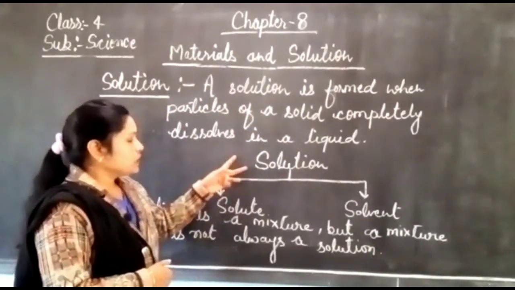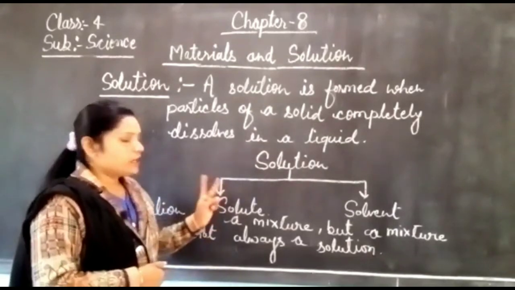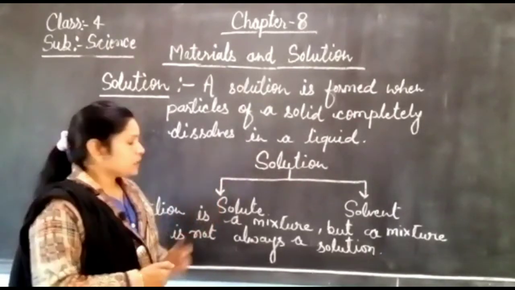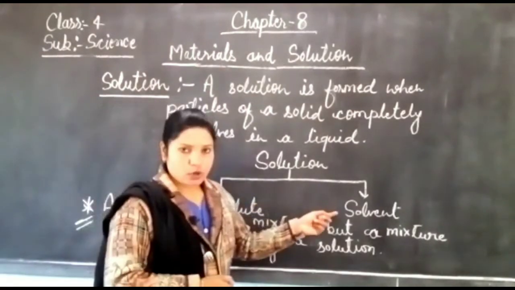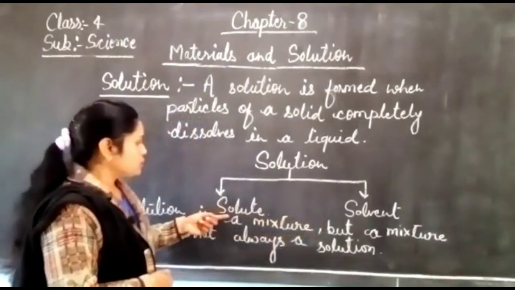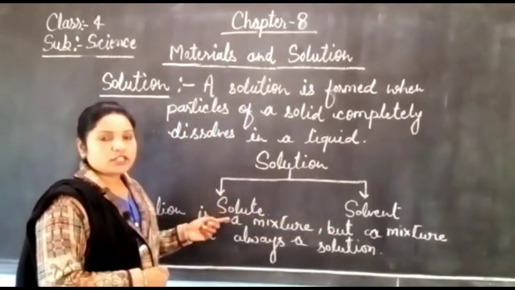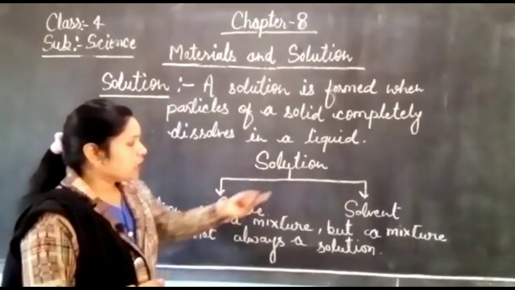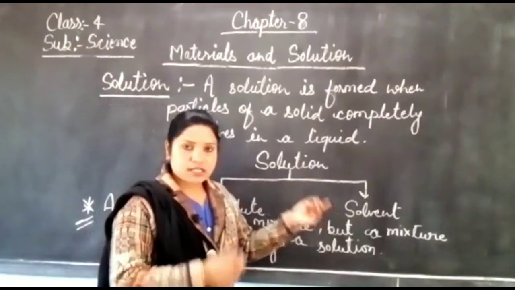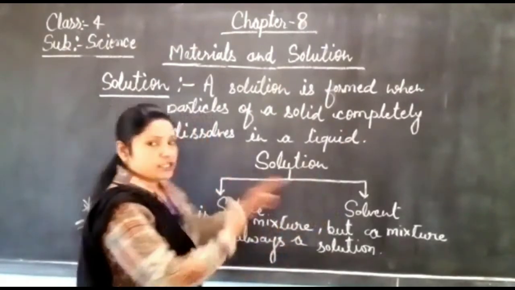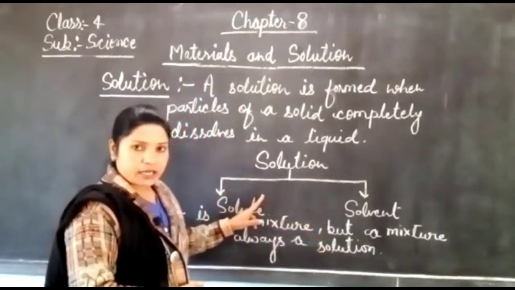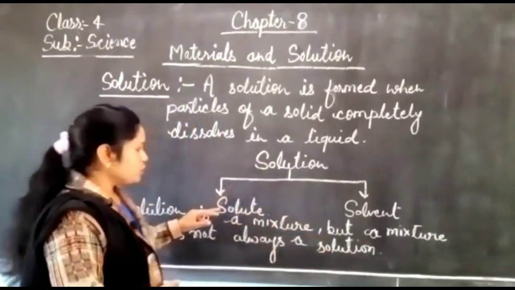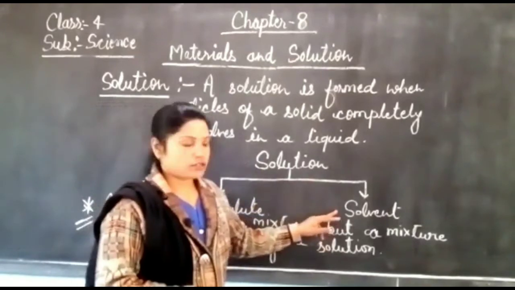Now a solution can be divided into two components. The first one is solute and the other one is solvent. Solutes are the substances which dissolve, and solvents are the substances in which the solute dissolves. So in this way there are two components in a solution, solute and solvent.